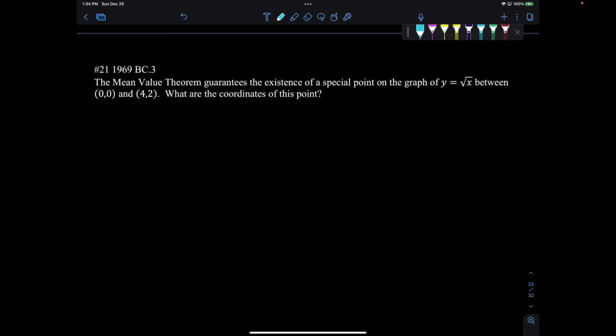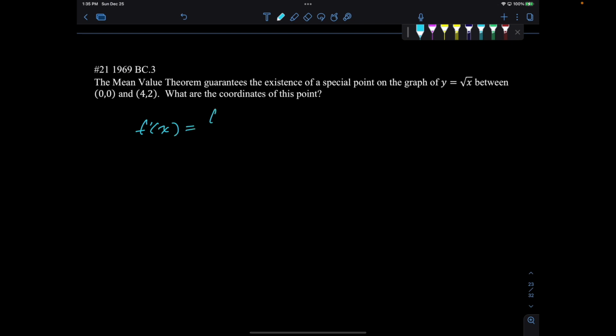Mean value theorem guarantees the existence of a special point on the graph of y equals square root of x between 0, 0, and 4, 2. What are the coordinates of this point? Mean value theorem: if a function is continuous on the closed interval, differentiable on the open interval, then there exists a c such that f prime of c equals f of b minus f of a over b minus a. The slope of the tangent line equals the slope of the secant line. So basically in this case, we are trying to do f prime of, I'm going to just do x, and then say that, well, it doesn't even say here.